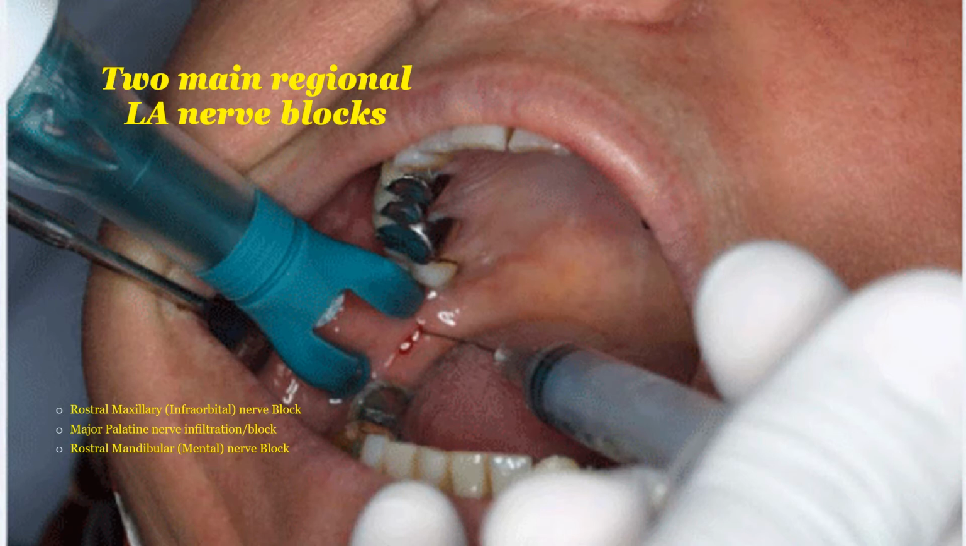The major palatine nerve block is usually given at the same time as the infraorbital. So if we don't give the infraorbital nerve block, we don't need to use the major palatine nerve block, because the caudal maxillary nerve block will block the major palatine and minor palatine nerves. The rostral mandibular nerve block, which is also called the mental nerve block, is given into the middle mental foramen in the mandible. Again, this isn't often used because of damaging the nerve, because you're actually injecting into the nerve or around the nerve in that area.